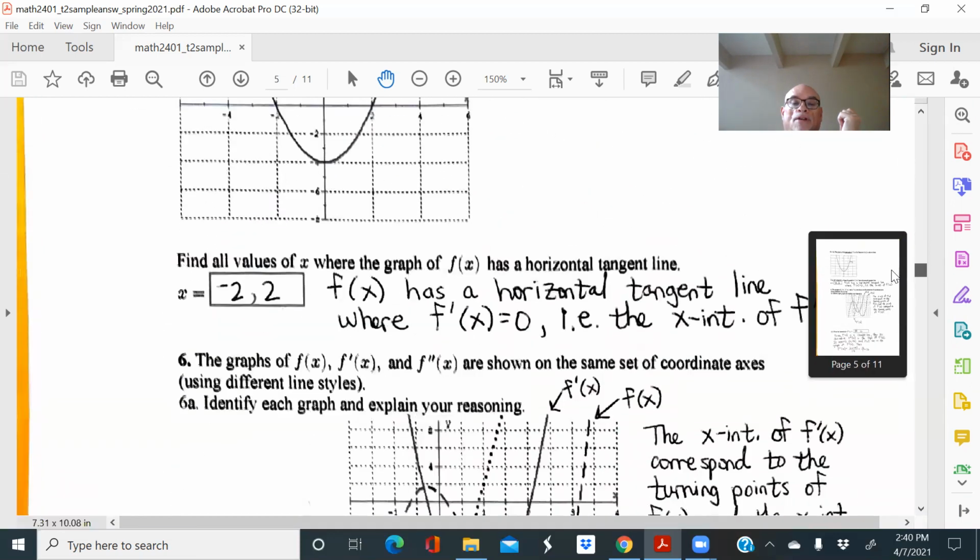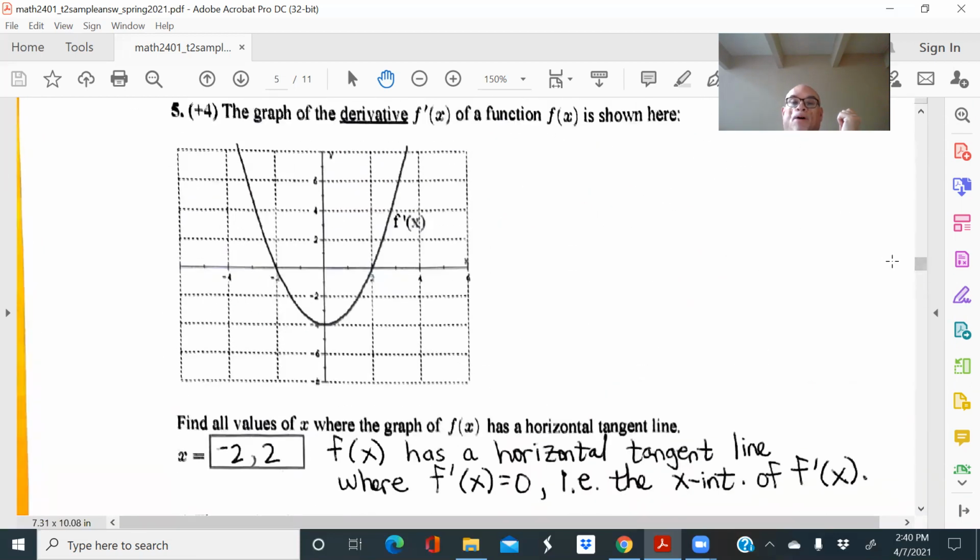Let's look at one more here that I'm going to take. I'm going to pause the recording for a minute, and then I'll come back.